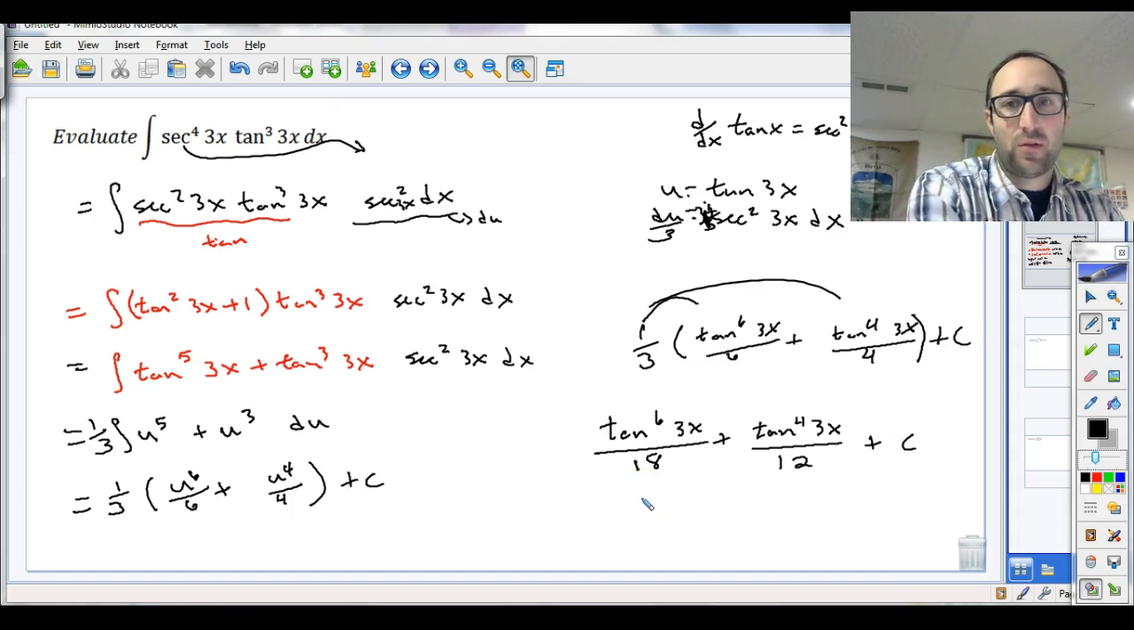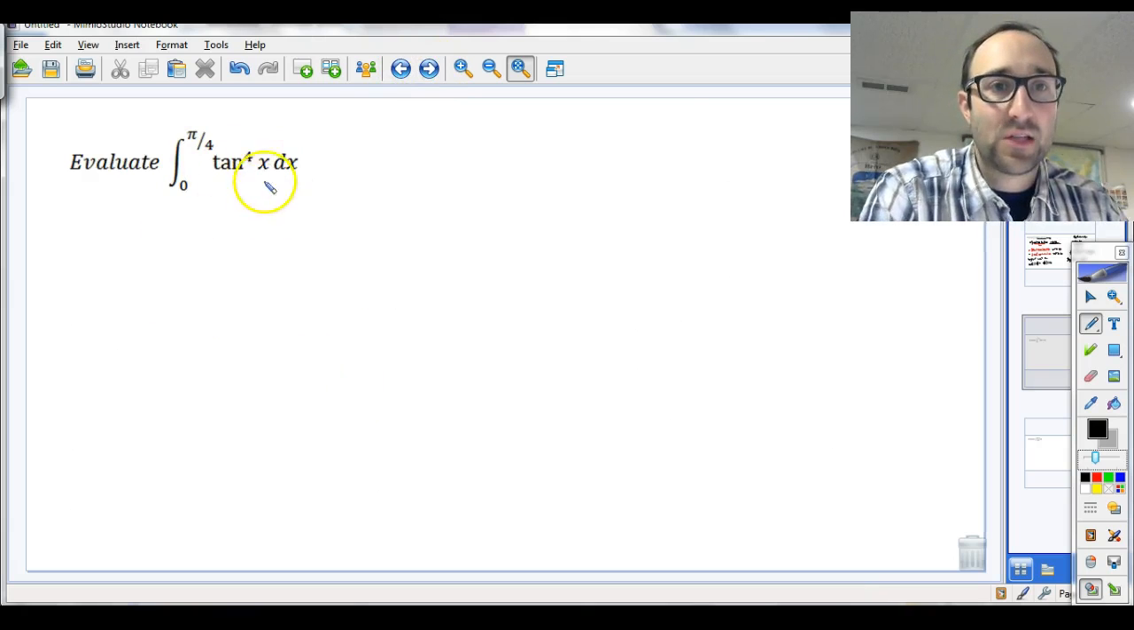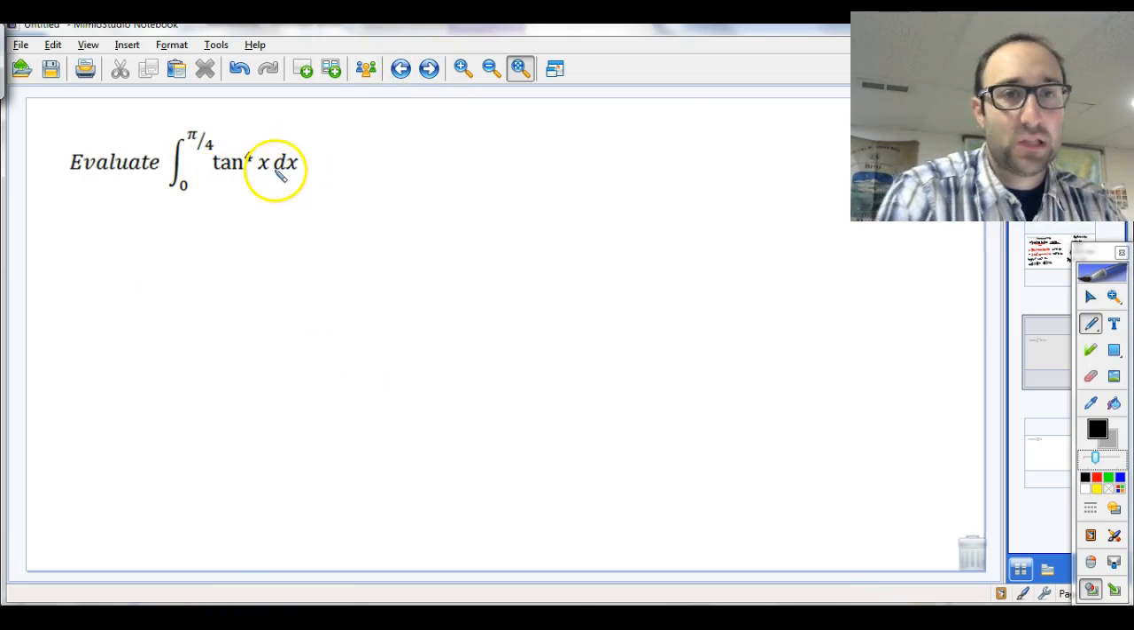So there is that one. Let's go on to the next spot right here. Let's evaluate the integral of tangent to the fourth dx.